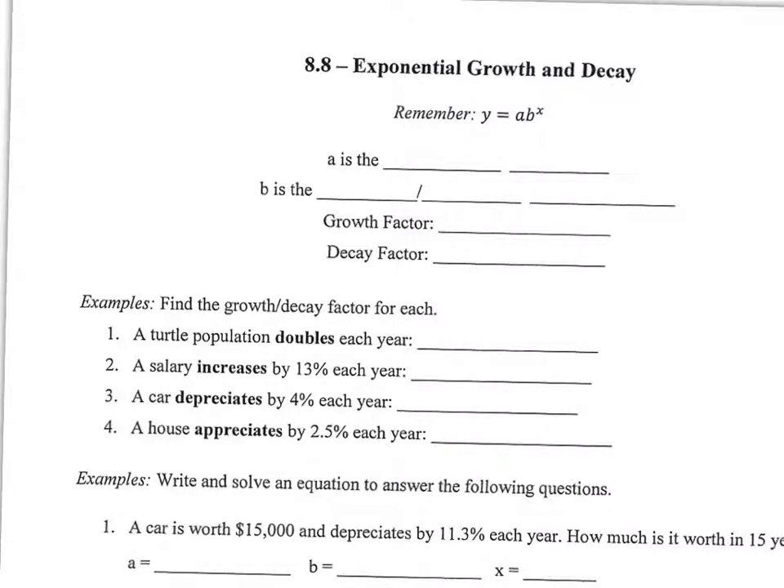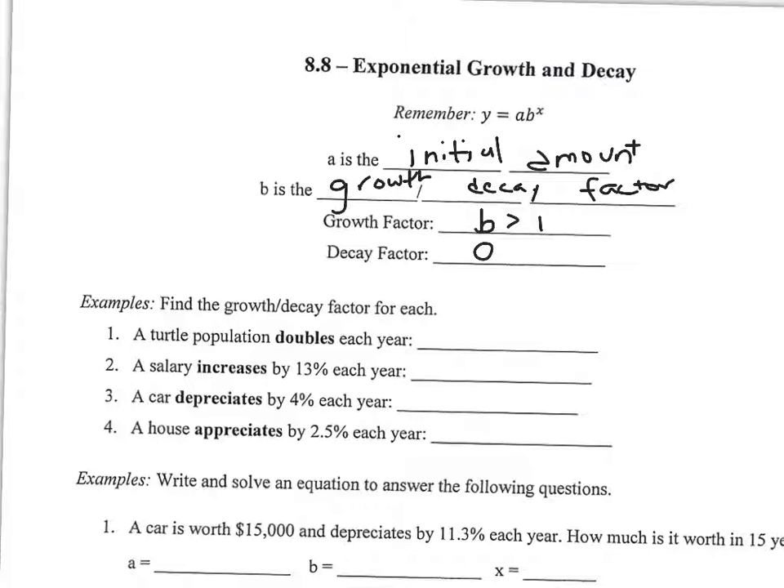There are many different applications for exponential functions. So remember, you have y equals ab to the x, where a is the initial amount, or the y-intercept, and b is the growth/decay factor. It's a growth factor if b is greater than 1, and it's a decay factor if b is between 0 and 1. So to figure out the growth factor, if a population doubles, the growth factor is going to be 2.